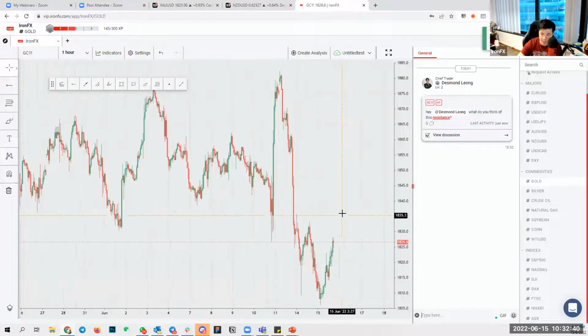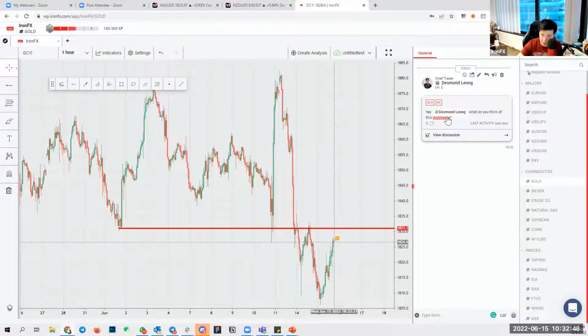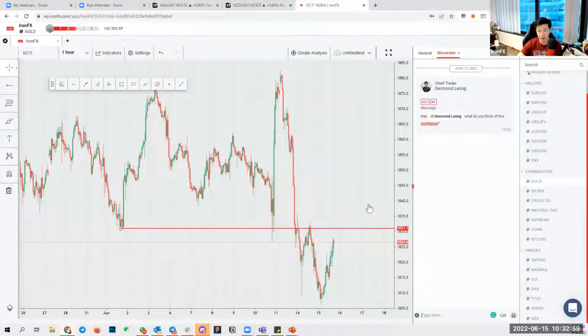So when you send the message through, I'm looking at a message like, oh wow, someone has just mentioned me: hey Desmond, what do you think of this resistance? What resistance are you referring to? I can hover my mouse over it and you can see it light up exactly on the chart. So this is where you can practice your analysis. You can ask me questions very clearly, and I can jump in and say, okay, so this is the resistance level that you're looking at.